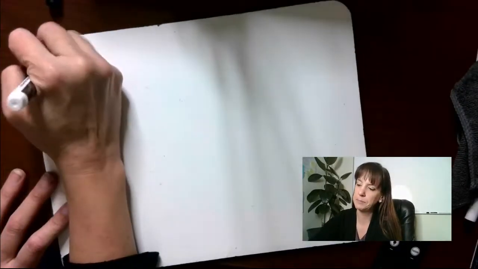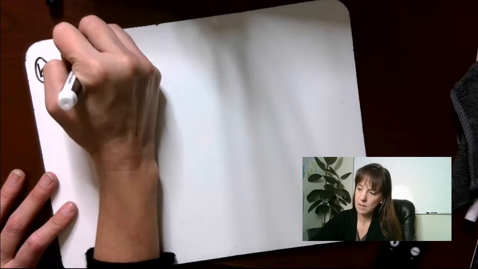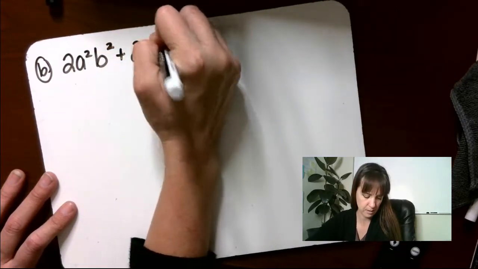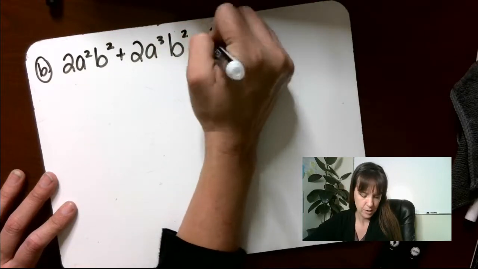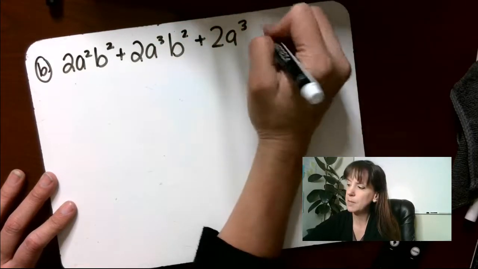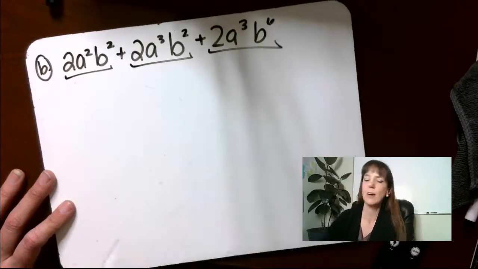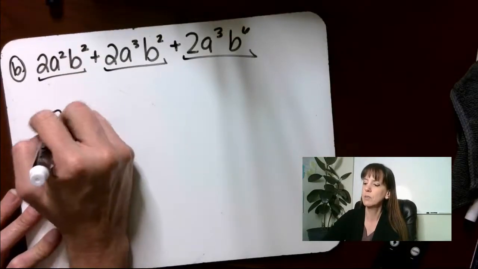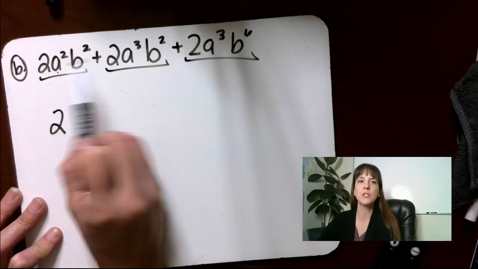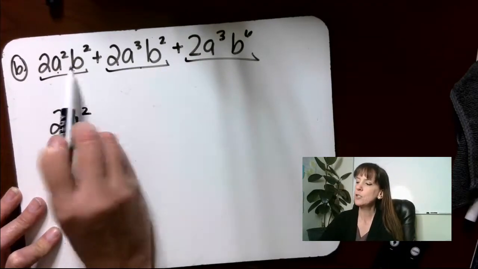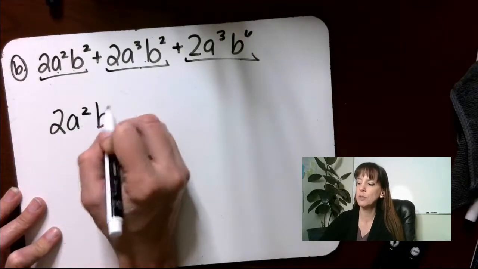All right, so for B, a squared b squared plus 2a to the 3rd b squared plus 2a to the 3rd b to the 6th. We have 3 chunks here. We got 1, 2, 3. They all have 2 in common, so that's easy, right? Let's do 2. How many a's do they have in common? We have a2, a3, a3. The most I can take out are 2 a's. b2, b2, b6. The most I can take out are 2 b's.